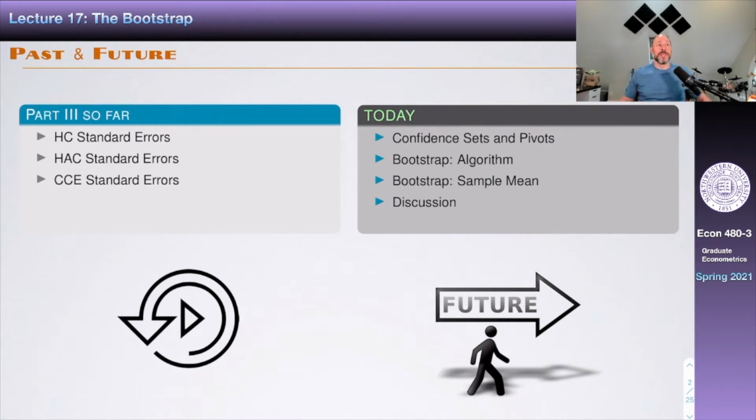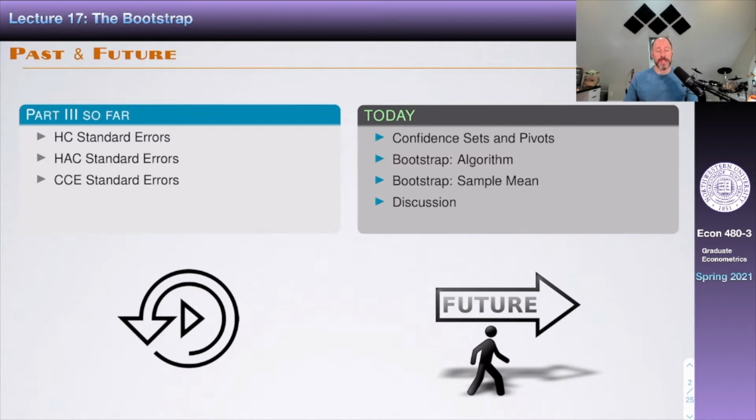So, in this third part of the class, we have talked about standard errors so far. We talked about the heteroscedasticity consistent standard errors, HAC standard errors, and the cluster covariance estimator to get standard errors. And in a way, that's about it, especially when we cover the finite sample adjustments on how to compute standard errors. And so today, we're going to keep in the same spirit.